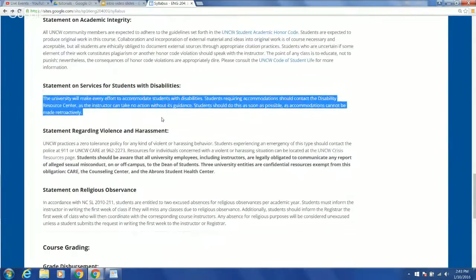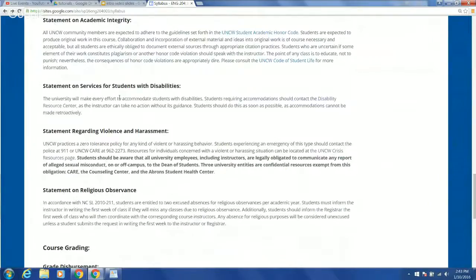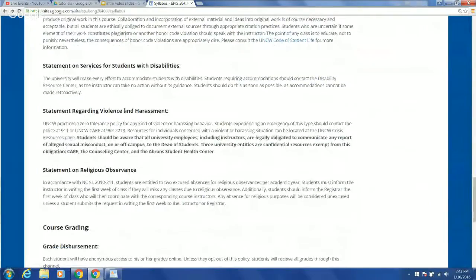Students with disabilities, if this pertains to you, we do, of course, make every accommodation. You just have to go through the DRC. I can't do anything on my own, so you have to go through the resource center right at the beginning of the semester.